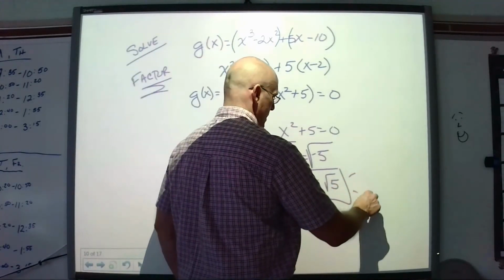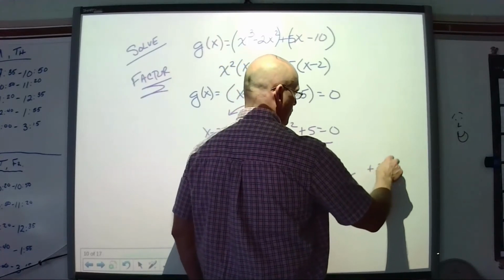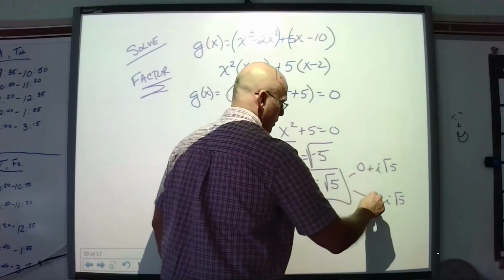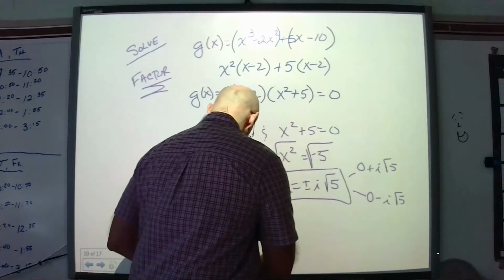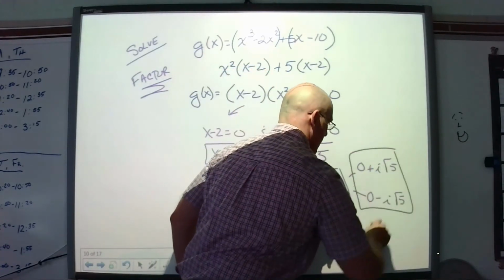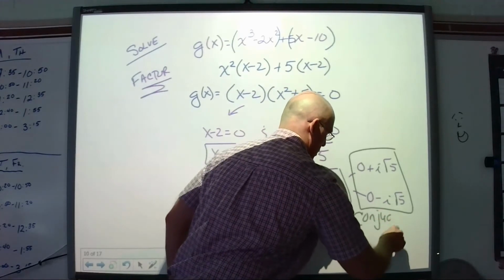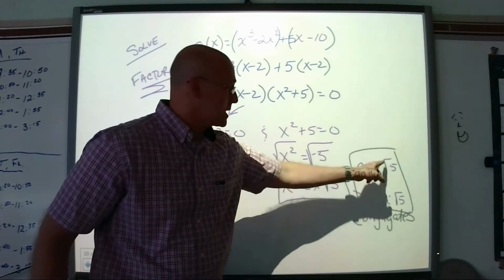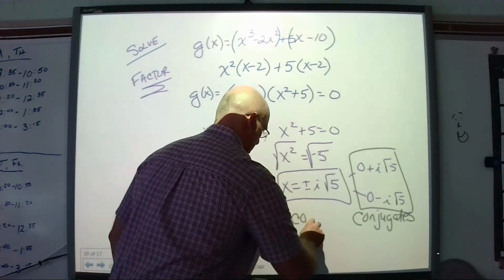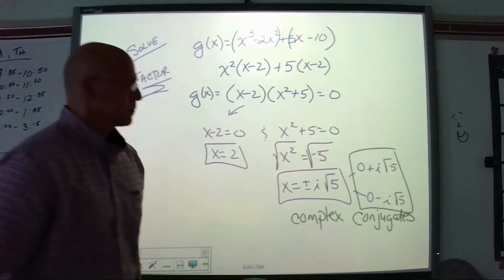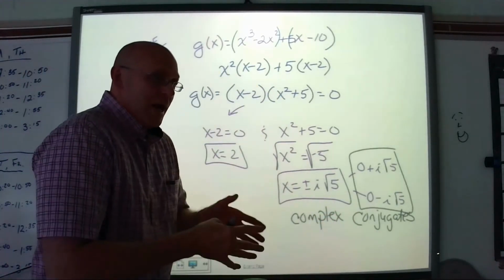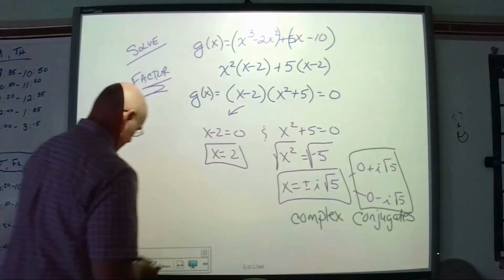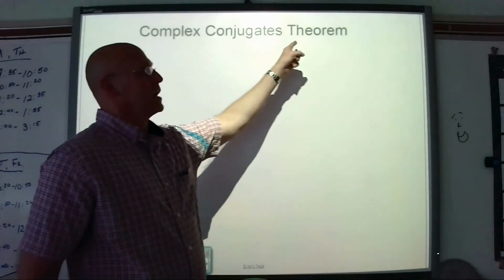I want you to look at these two imaginary ones. This is plus i radical 5, and this is minus i radical 5. Guess what number's in front of these? 0. Guess what these are? These two are what? Conjugates. They're conjugates, and they're complex numbers. They're complex conjugates. So not only do irrational zeros happen in conjugate pairs, so do complex zeros. And that is known as the complex conjugates theorem.